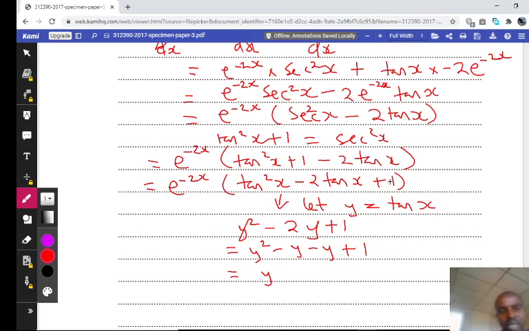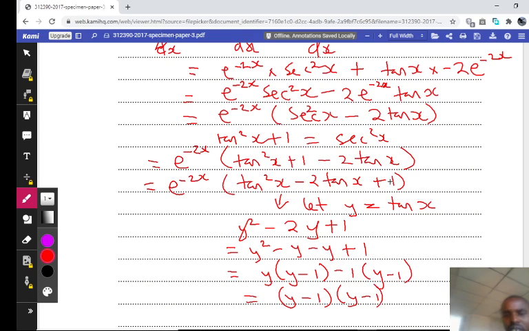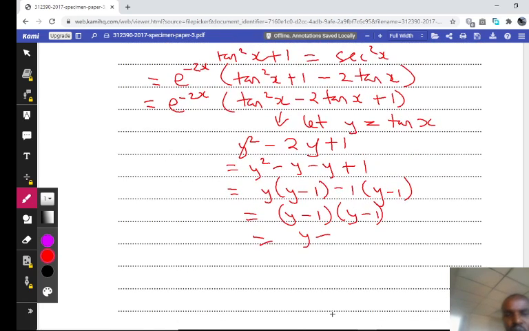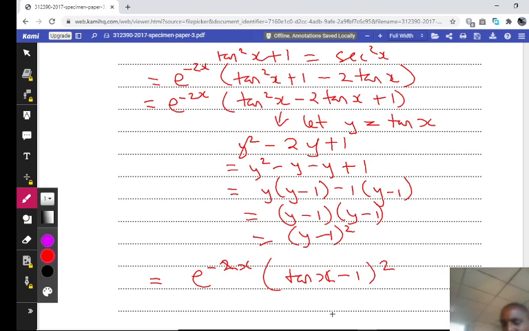Which is equal to, by factoring out, y minus 1, then minus 1, you get y minus 1. So this is the same as y minus 1 squared. For which we said let y equal tan x. Then we replace. So it will be e to the power minus 2x, then where there is y, we put tan x, so tan x minus 1 squared.